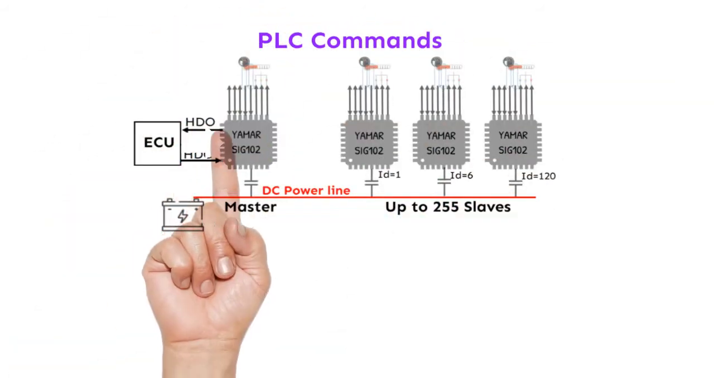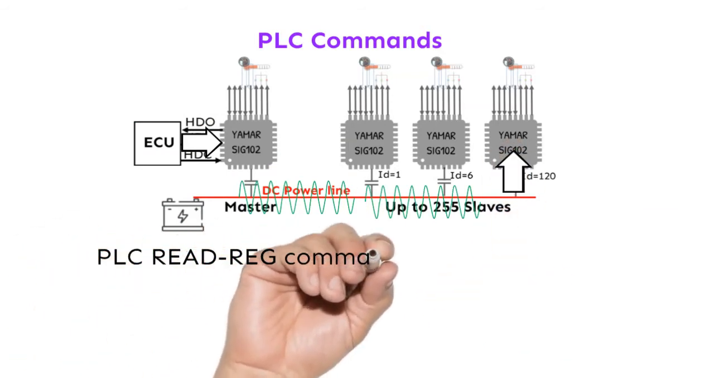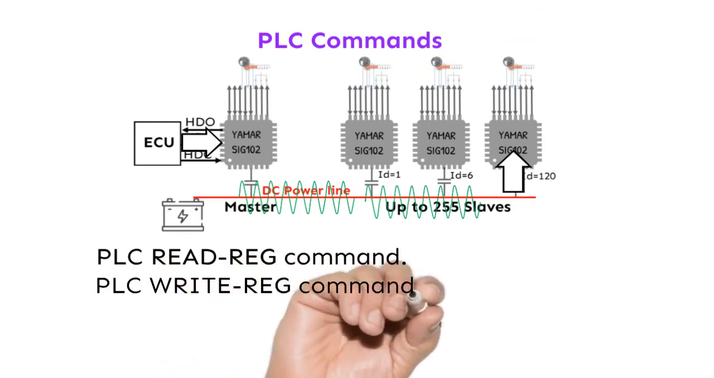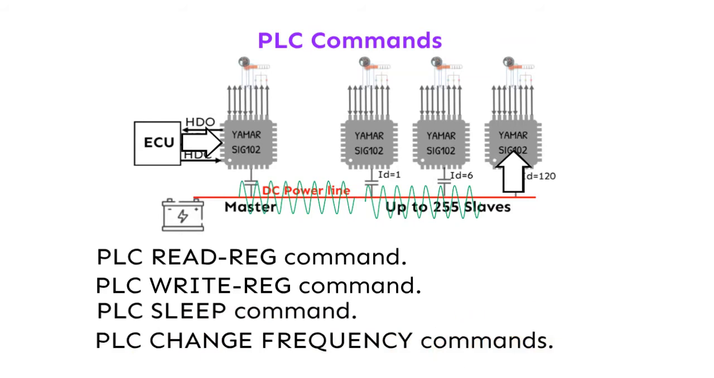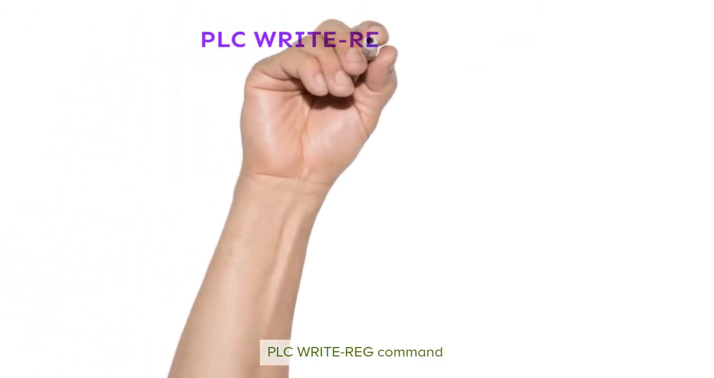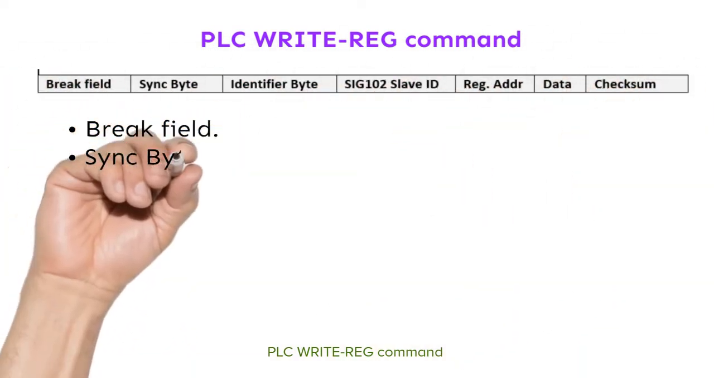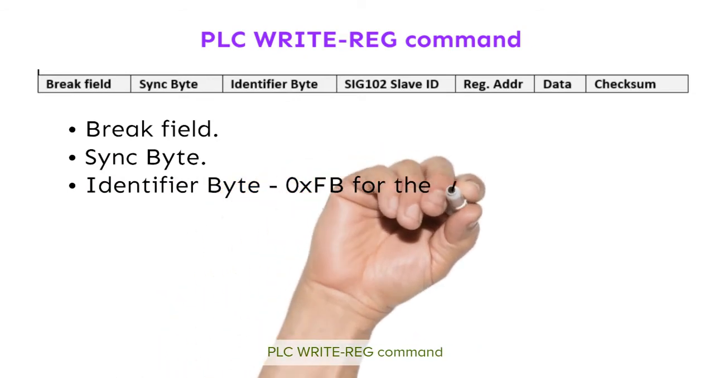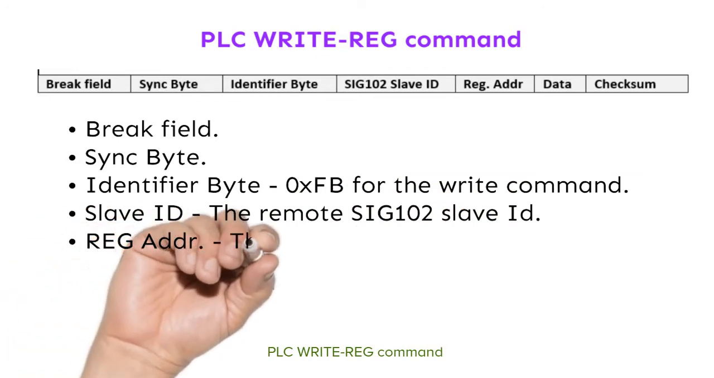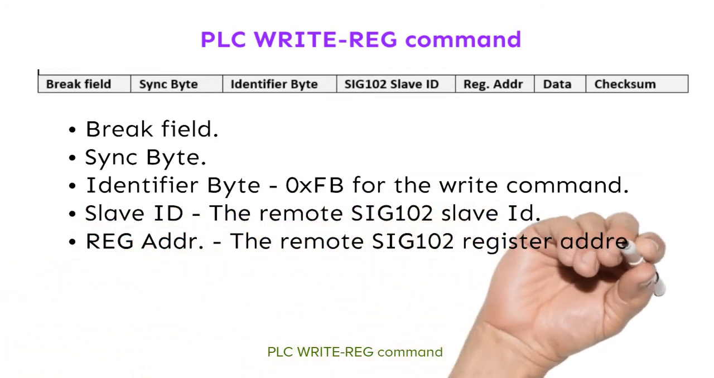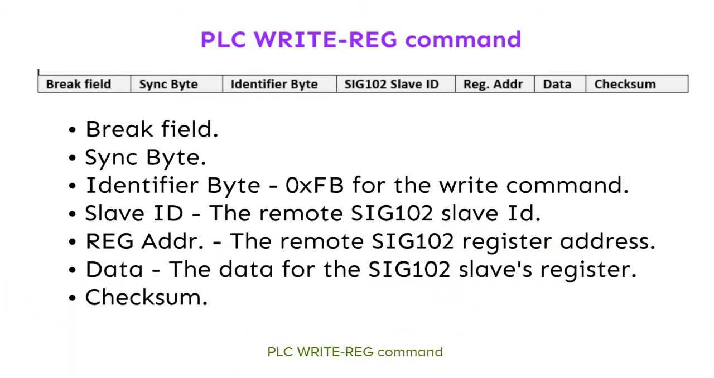The PLC commands are transferred over the powerline to slave devices. The commands are Plc Read Reg, Plc Write Reg, Plc Sleep, and Plc Change Frequency. The Plc Write Reg command contains a break field, sync byte, identifier byte FB hex for the write command, slave ID, the remote SIG102 slave ID, reg address, the internal SIG102 register address, data, the data for the SIG102 slave's register, and a checksum.